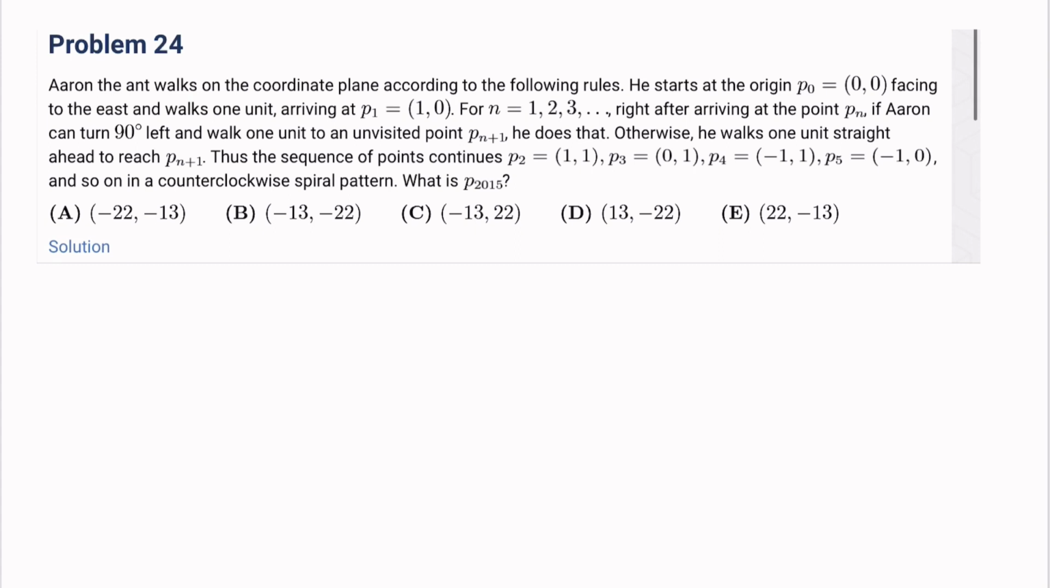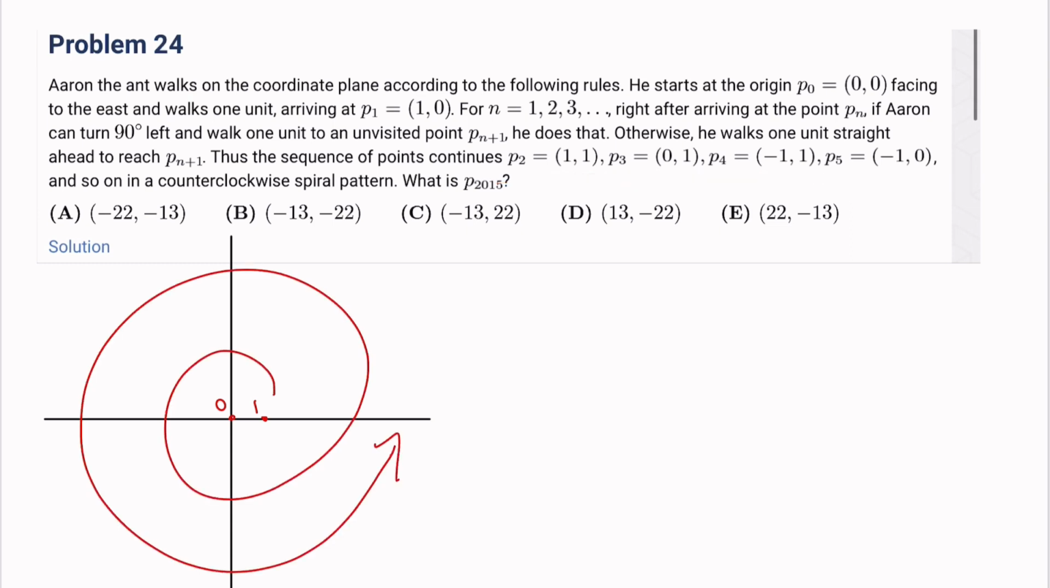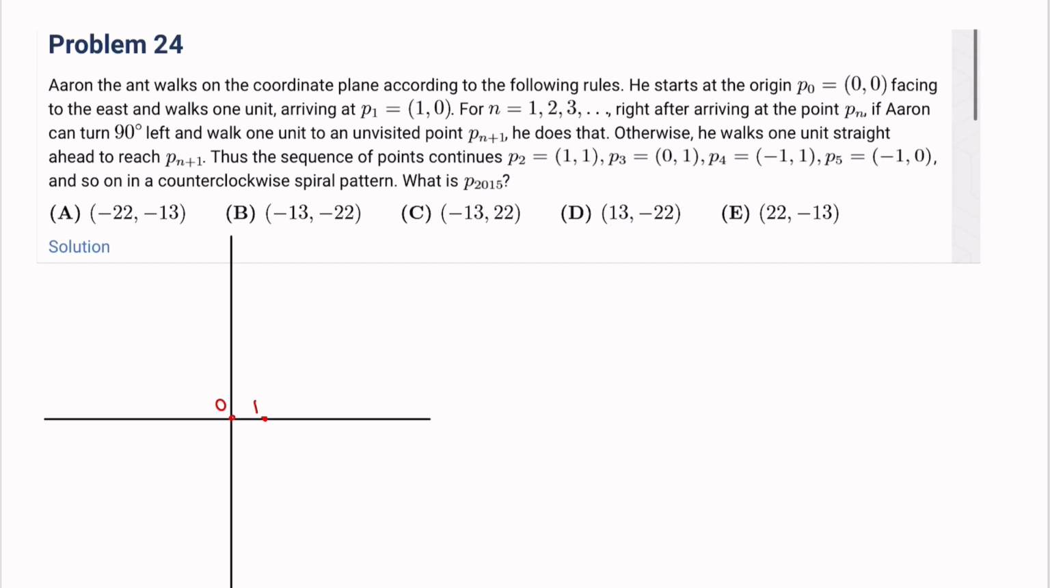Okay, so let's first draw this coordinate plane. And so we have the coordinate plane, and he starts at the origin. This is P0. Let's make it red. This is P0, facing east and walking 1 unit. So this is P1. And P2 is (1, 1), P3 is (0, 1), and so he goes in this counterclockwise spiral pattern, as I said here.